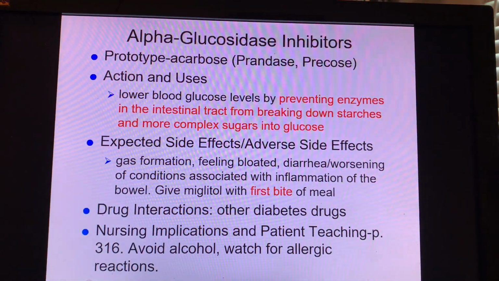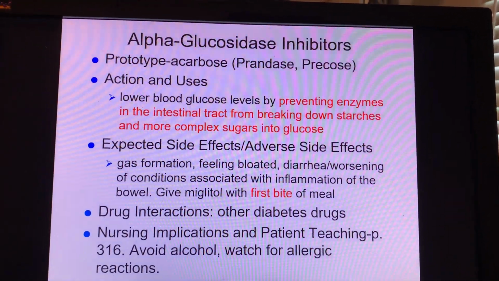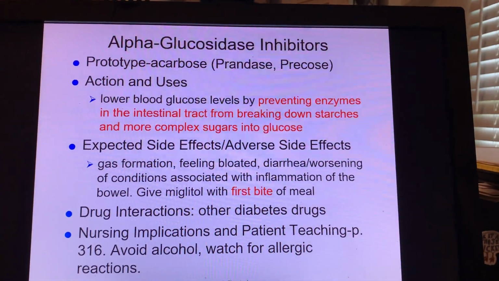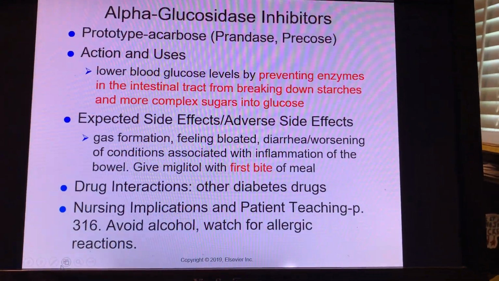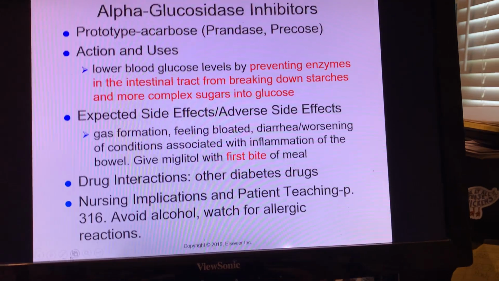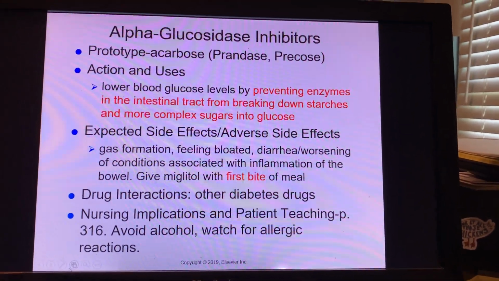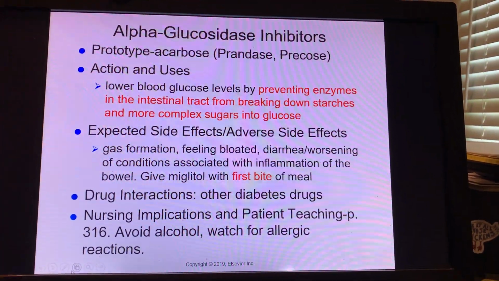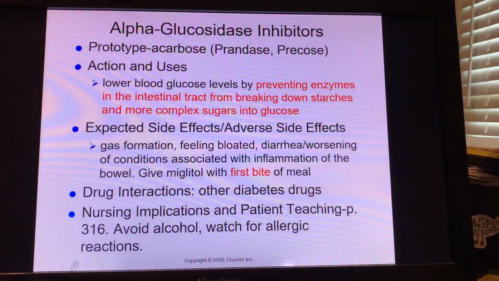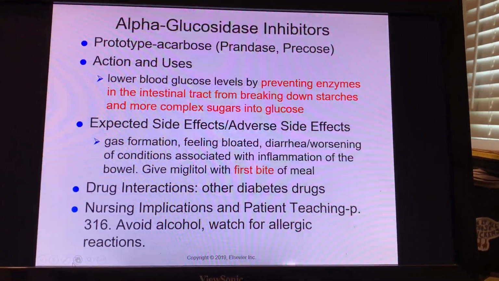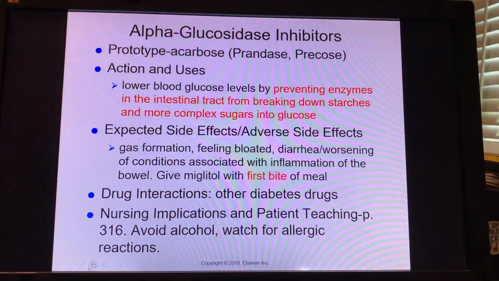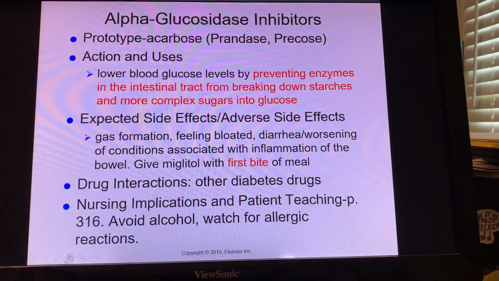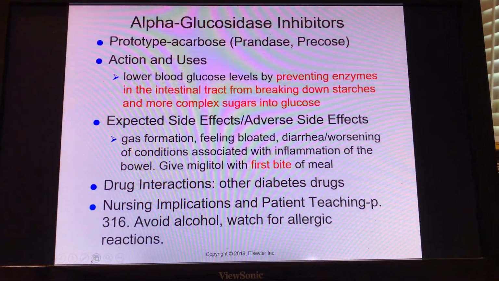Remember that the name alpha glucosidase inhibitor tells us that there's an enzyme involved. So should you have to answer a question about the action of this drug, you see that it prevents this enzyme from breaking down carbohydrates and sugars. Other diabetes drugs might not react well with these drugs. And of course, what side effect are you going to see? That's right, hypoglycemia. On page 316, we've got some nursing implications and some patient teaching.